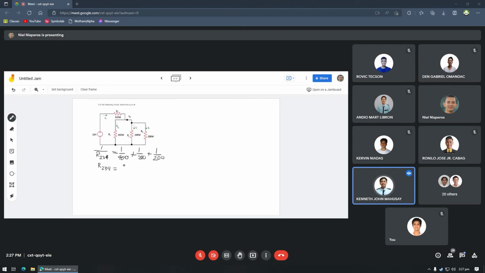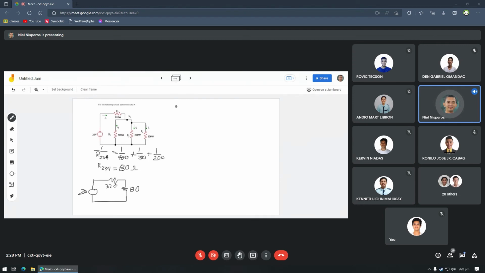Sir, 80 ohms. Okay, 80 ohms. Now, if we redraw, this will become 320, and here is 80. Now we have our supply of 20. This is 80, and this is 320. Okay.